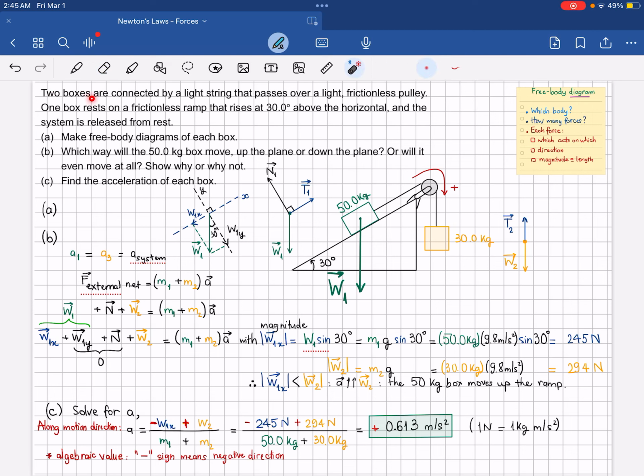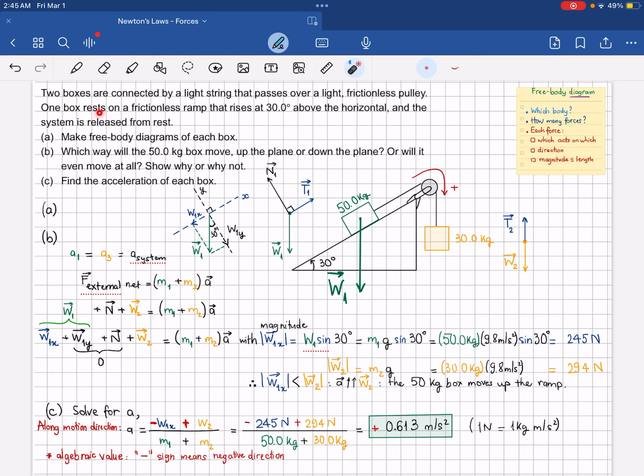Two boxes are connected by a light string that passes over a light frictionless pulley. So here we have two boxes connected by a light string, passes over a light frictionless pulley, and the mass of each box is also given by the problem statement. This one is 50 kilogram and this one is 30 kilogram.